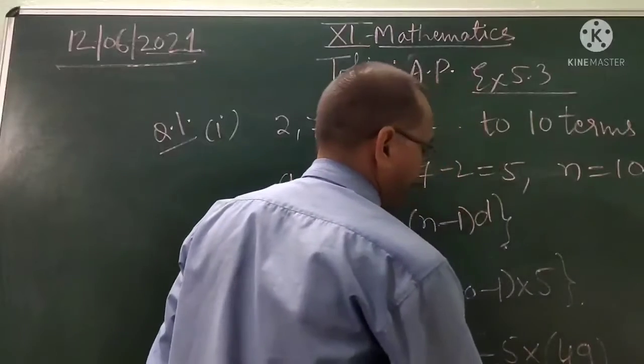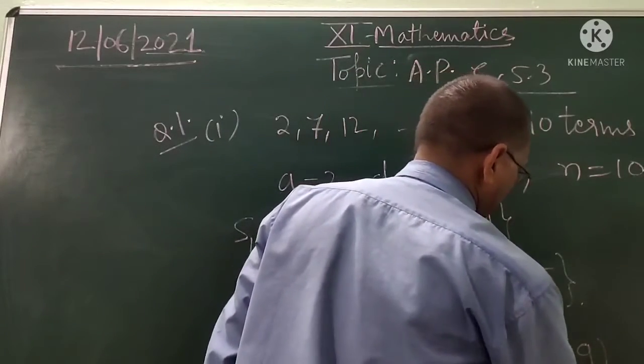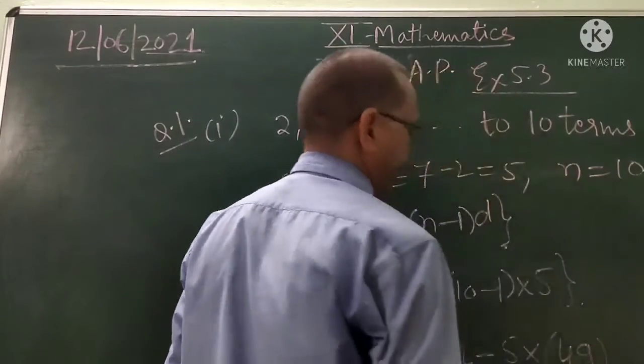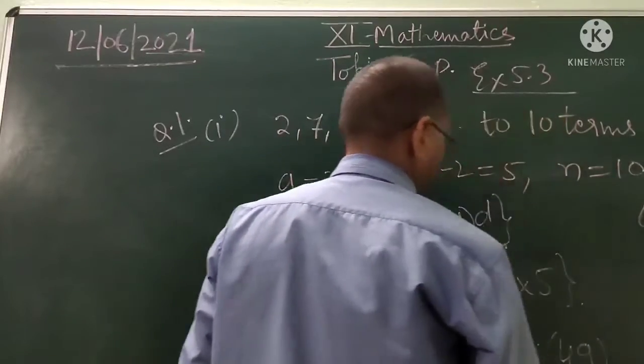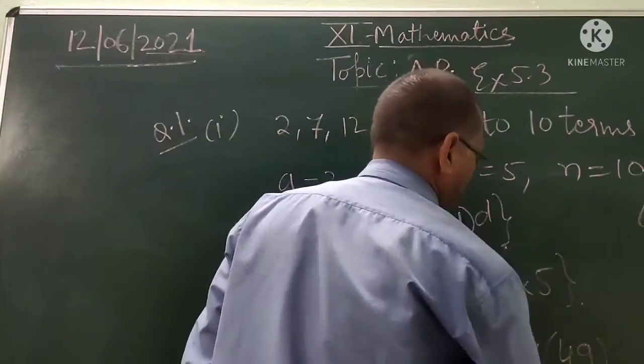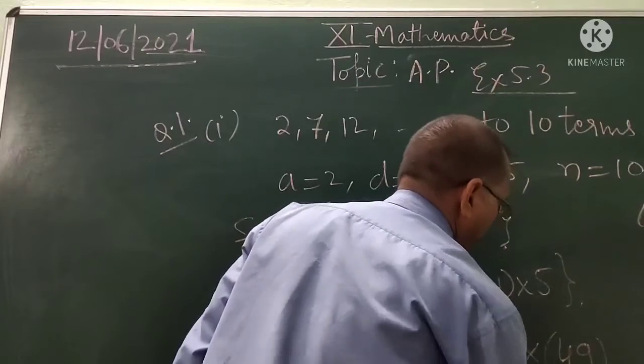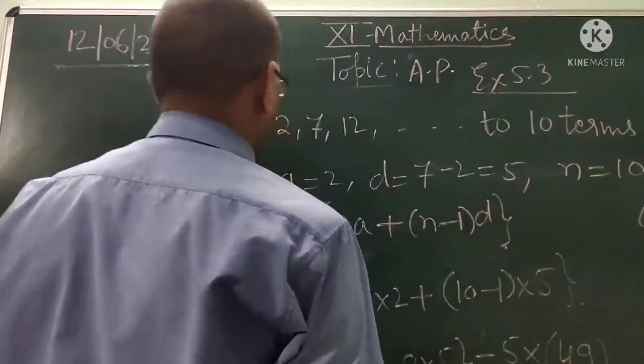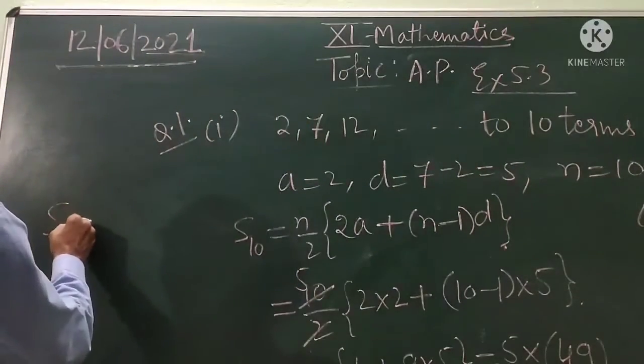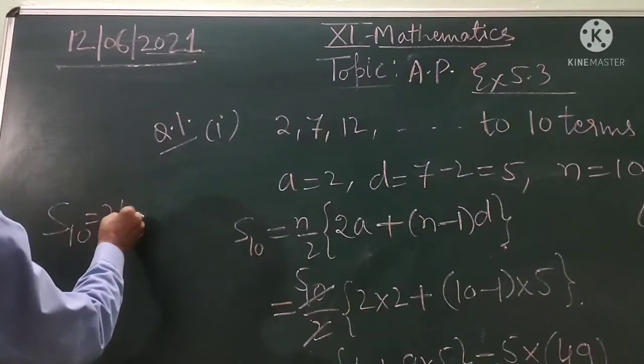It is 5 into 49. 9 5s are 45, 45 plus 4 is 49. Then 5 9s are 45, carry 4, 5 4s are 20 and 20 plus 4 is 24. So the sum of 10 terms, S10 equal to 245.